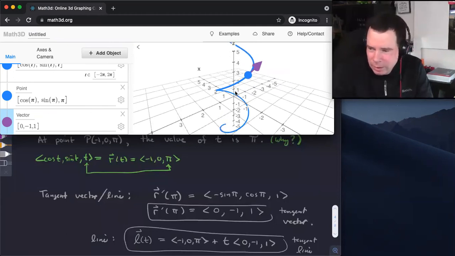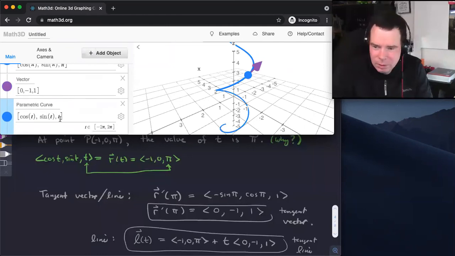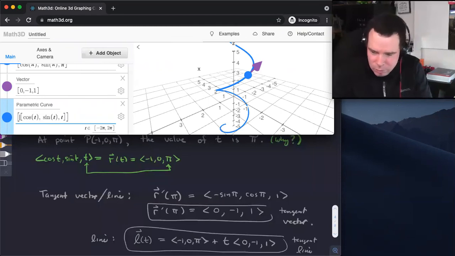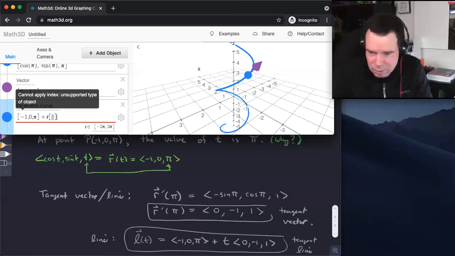Okay, and now we need the line. So we can go ahead and say parameterized curve. There's the curve. Now we can go ahead and do the one we have below. That's -1, 0, pi is the point we're starting at, plus t times the direction vector. What's our direction vector? There's too many brackets there. There we go. 0, -1, 1.